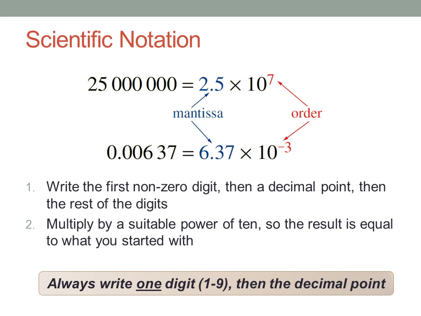Scientific notation is an application of power notation. We use it to write very large or very small numbers in a compact and consistent way.